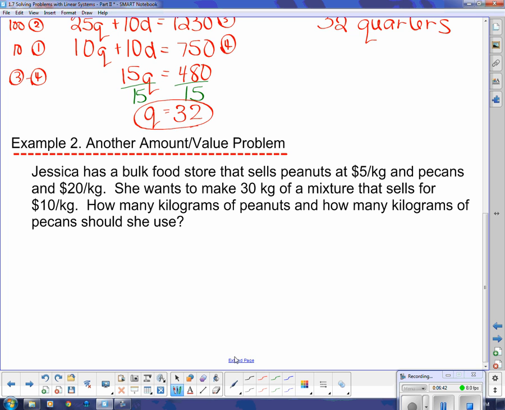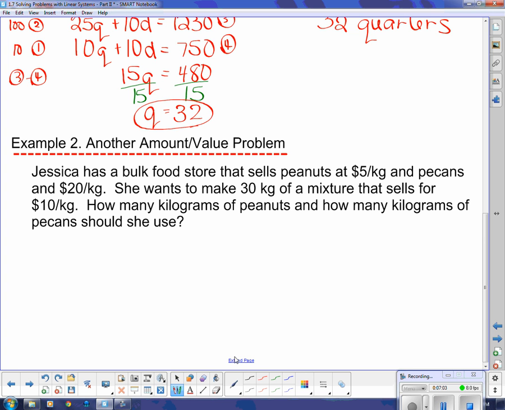It says Jessica has a bulk food store that sells peanuts at $5 per kilogram and pecans at $20 per kilogram. She wants to make 30 kilograms of a mixture that sells for $10 per kilogram. How many kilograms of peanuts and how many kilograms of pecans should she use to make this mixture?